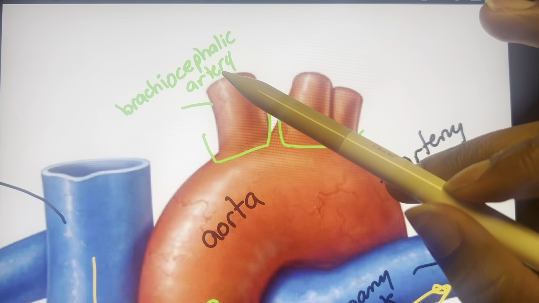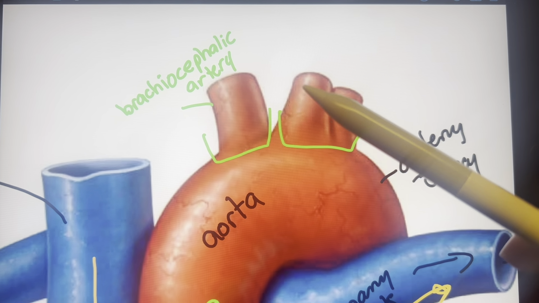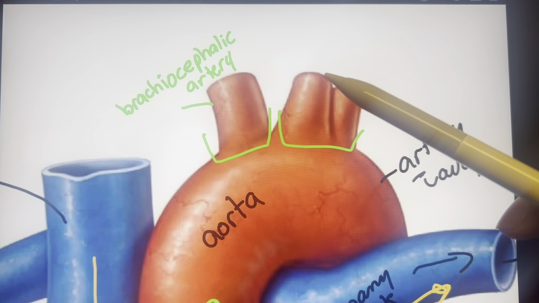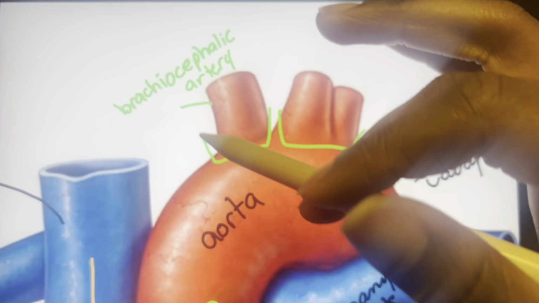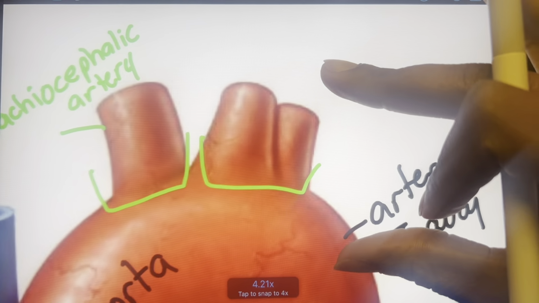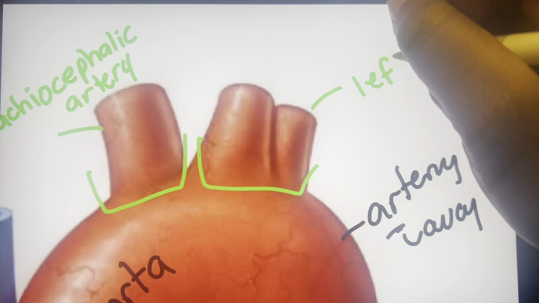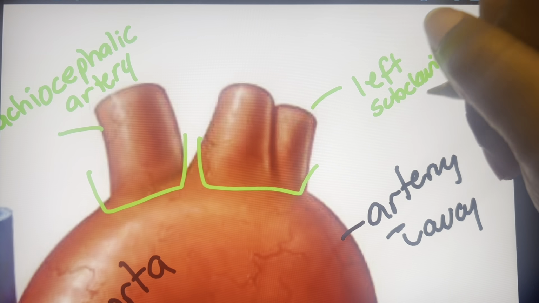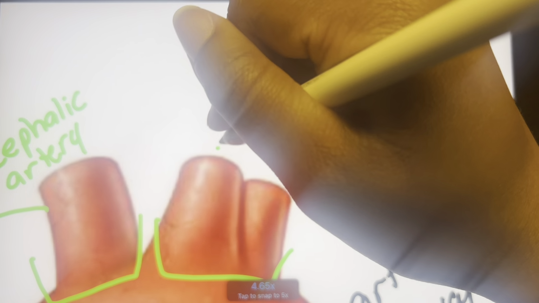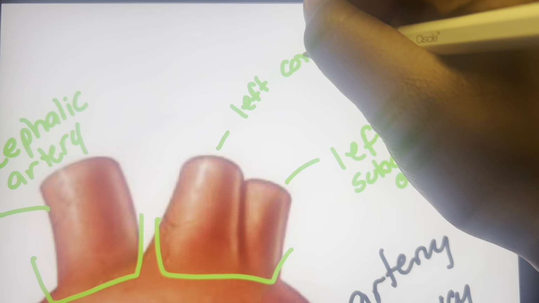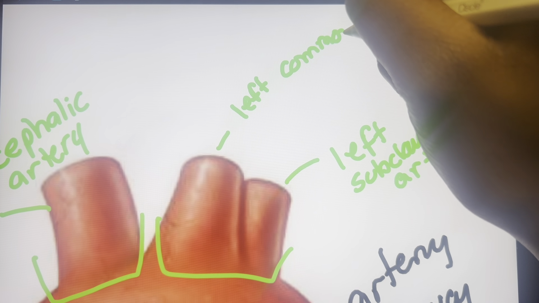So we have our brachiocephalic artery. This is basically these two combined in one. This only goes to the right side. And then for our left side, we have our left subclavian artery. We have our left common carotid artery.